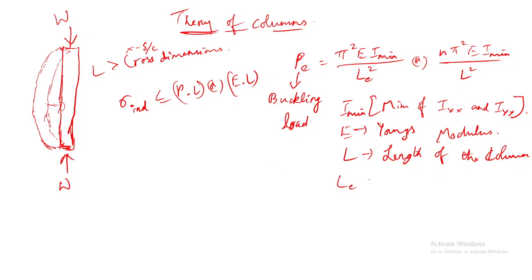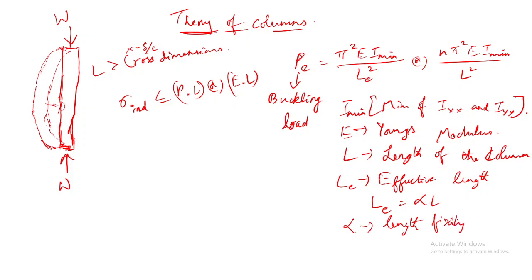And what is LE? LE is the effective length, and LE is given by alpha into L, where alpha is known as the length fixity coefficient. Please note down soon. Length fixity coefficient. And alpha can be related to n by n equals 1 by alpha square. And n is known as the end fixity coefficient. End fixity coefficient.